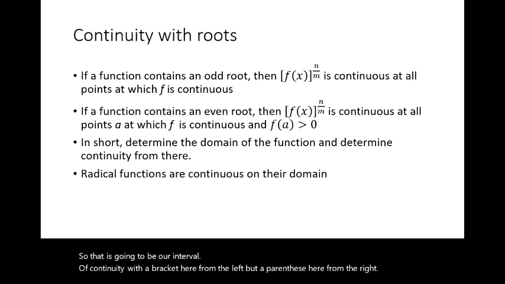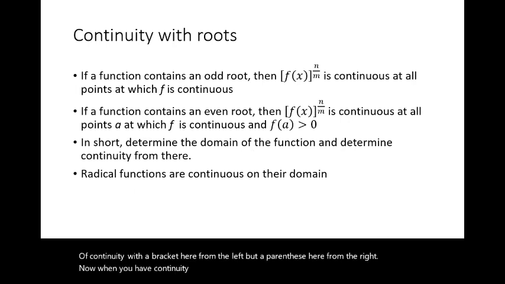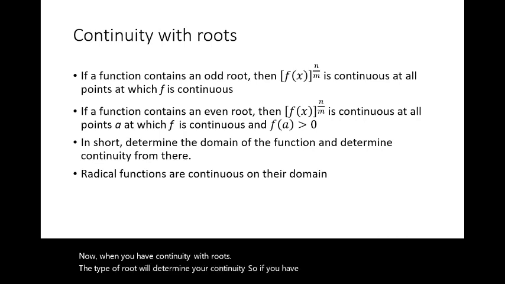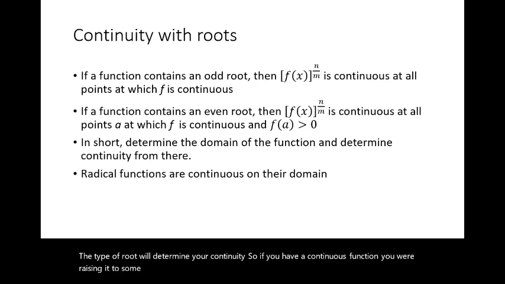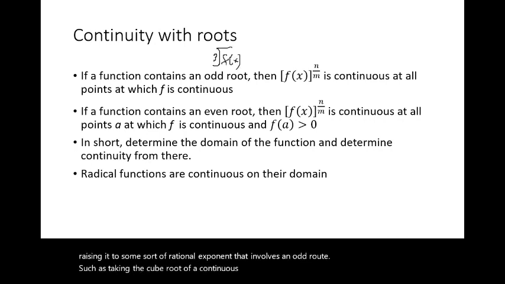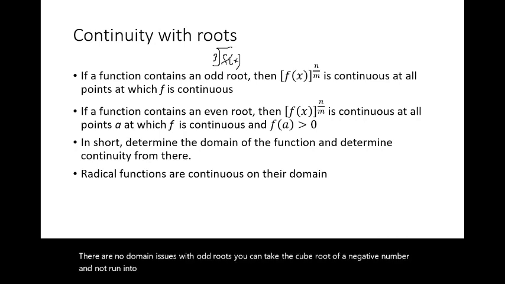Now, when you have continuity with roots, the type of root will determine your continuity. So if you have a continuous function and you are raising it to some sort of rational exponent that involves an odd root, such as taking the cube root of a continuous function, there are no domain issues with odd roots. Like, you can take the cube root of a negative number and not run into any issue. So if you take the odd root of a continuous function, it is going to be continuous at all points for which f is continuous.